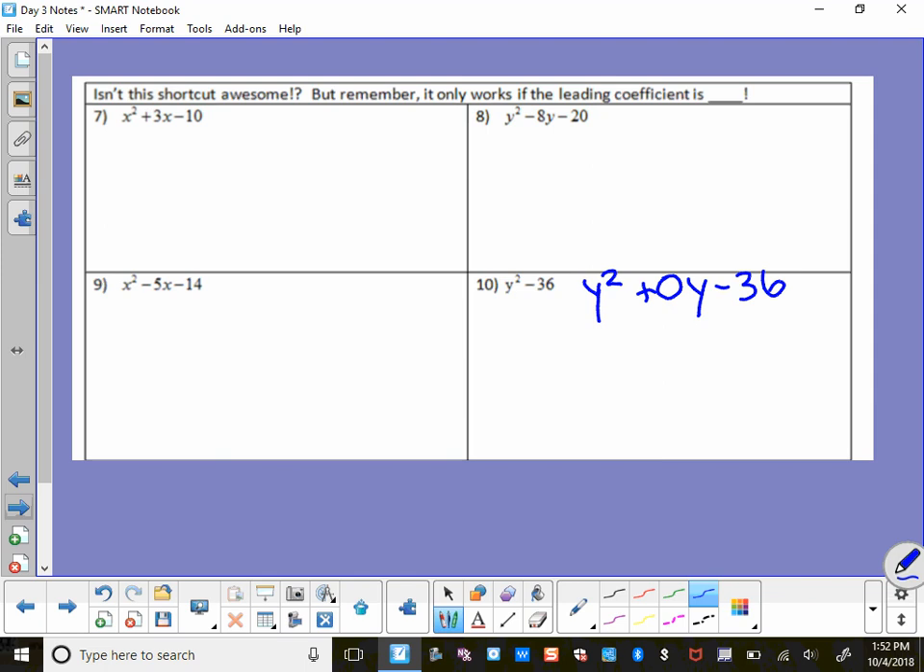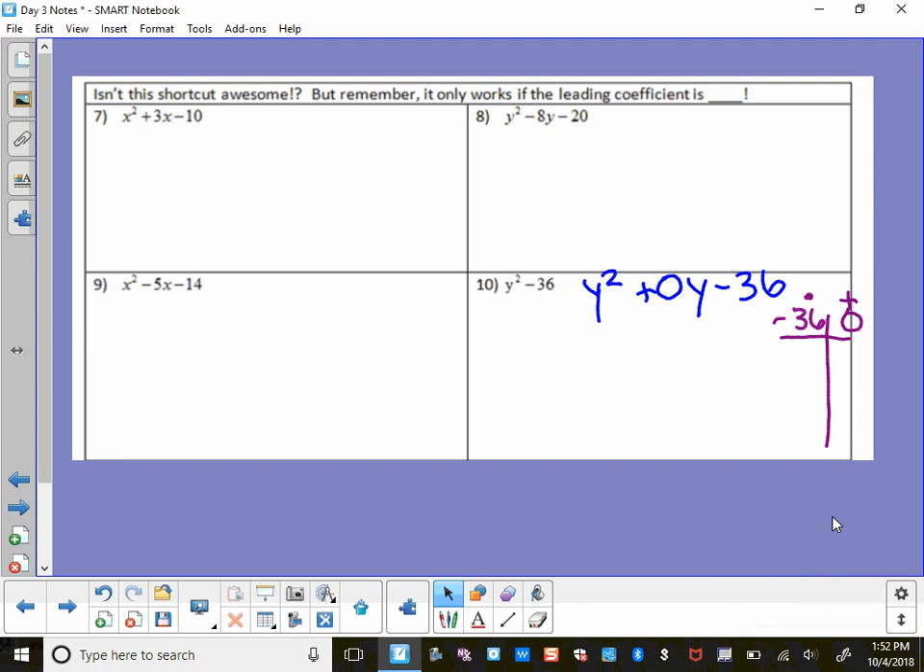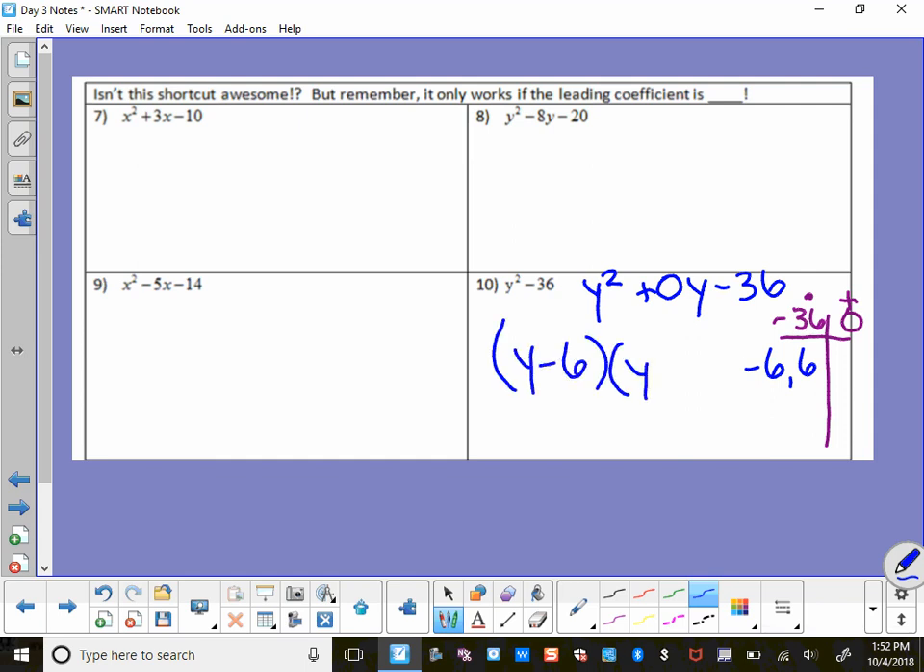We just put a placeholder in there as 0. So once again, I'm going to make my T-chart. I need 2 numbers that multiply to give me negative 36 and add to give me 0. Let me read my board. So it's going to be 6 and 6. There we go. Alright, my factor is going to be negative 6, positive 6. So I have y minus 6, y plus 6. Okay?